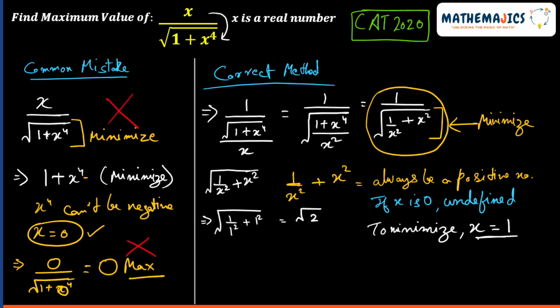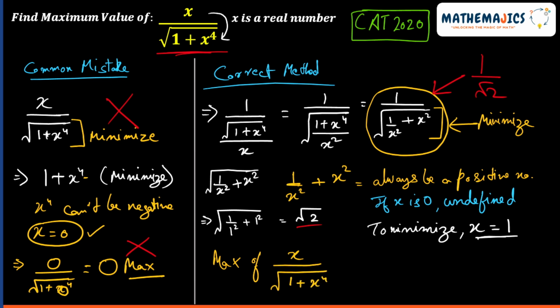So what will be the maximum value of the fraction given in the question? As we were looking here, the fraction is 1 by this denominator. The minimum value of the denominator is root 2. So the maximum fraction will be 1 by root 2. Our final answer: the maximum value of x by under root 1 plus x raised to power 4 is 1 upon root 2. This is our final answer, the maximum value of this fraction.